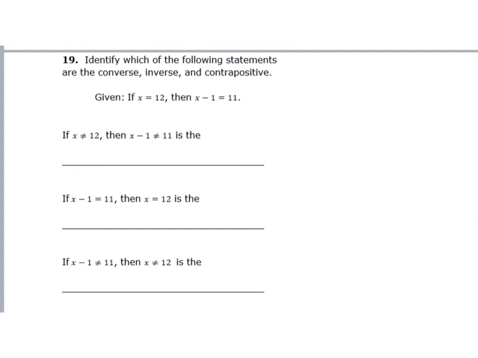All right, identify which of the following statements are the converse, inverse, and contrapositive. What I like to do on these problems is underline my hypothesis in one color, and then everywhere I see the x and the 12, I use that same exact color. You can either underline or use a highlighter, or if you're using just one color, do a single underline in one place and a double underline under your conclusion. So x minus 1 equals 11, each time marked the same way.